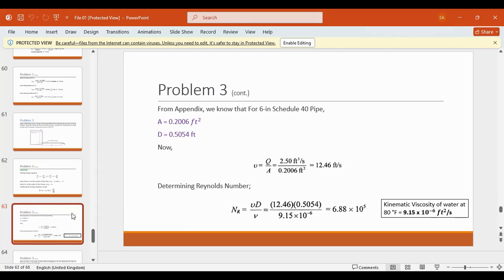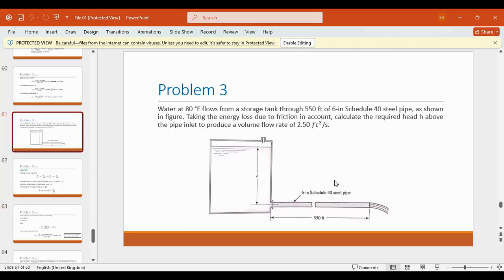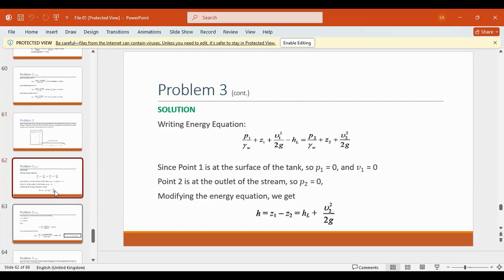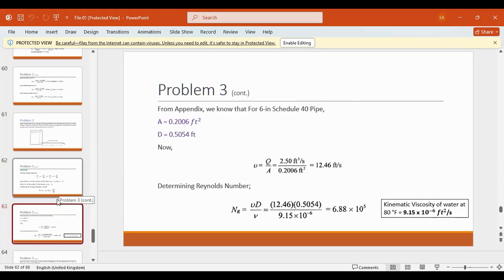As we can see from the question statement, we have schedule 40 and a diameter of 6 inches. All other dimensions are in feet, so we need to convert the schedule 40 pipe dimensions into feet. Its inner diameter can be taken from the appendix, and its area is also available in the appendix.